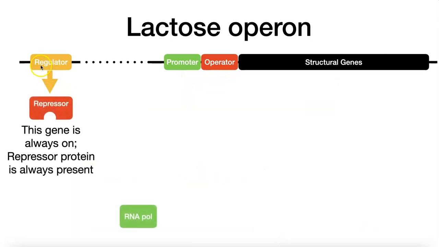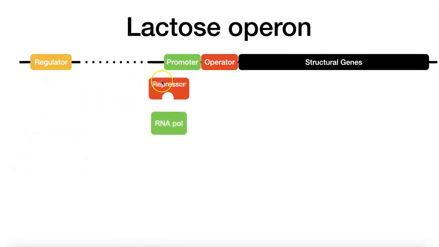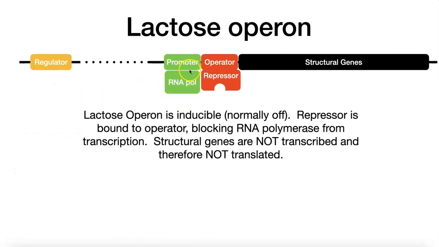As we said, the regulator is constantly making this repressor protein, so this protein is always present. Another protein that's always being made by another gene that is not shown here is RNA polymerase. So these two are always present. I've color-coded these. RNA polymerase binds to the promoter, and the repressor binds to the operator. What you can hopefully see is this RNA polymerase, although it's bound to the promoter, is not able to get access to these structural genes. And so currently, these structural genes are not being transcribed, and so we'd say this operon is off.